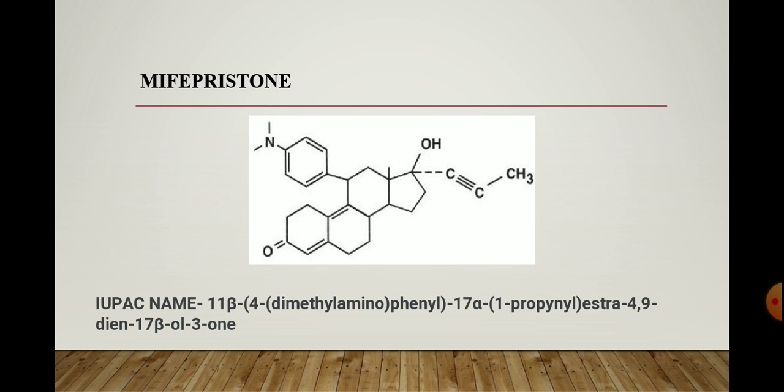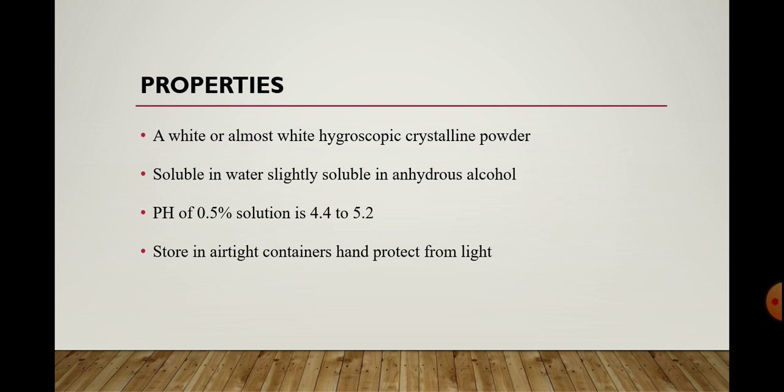Next, the first drug which is used as an oral contraceptive is Mifepristone. So this is the structure of Mifepristone. The properties of Mifepristone: it is a white or almost white hygroscopic crystalline powder. It is soluble in water or slightly soluble in anhydrous alcohol. The pH of a 0.5% solution is 4.4 to 5.2. It is stored in an airtight container and protected from light.